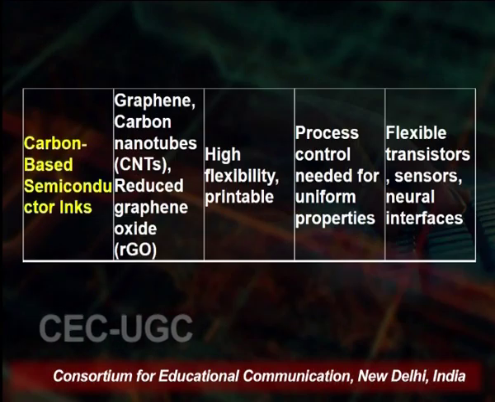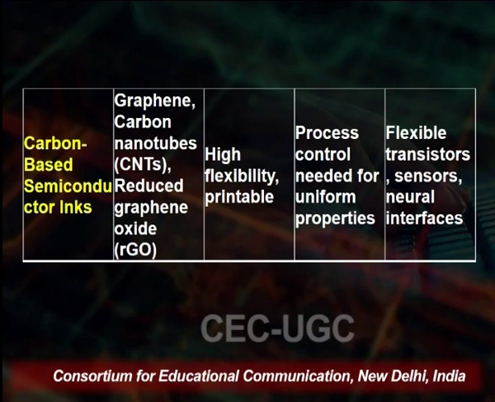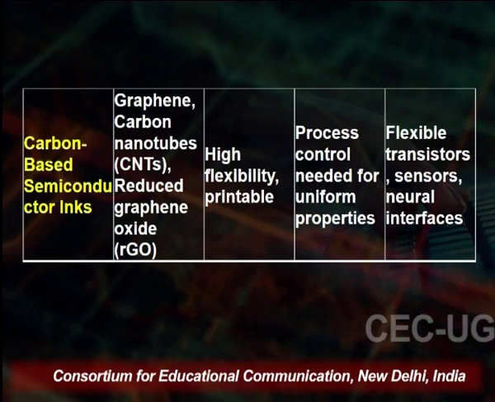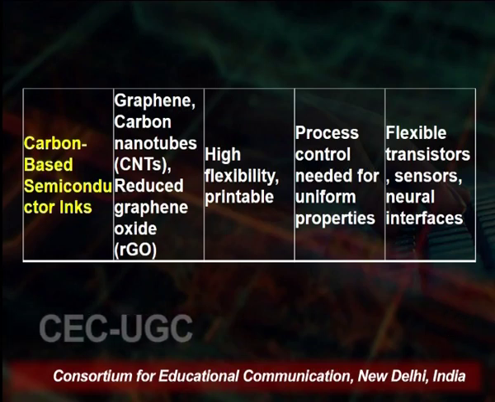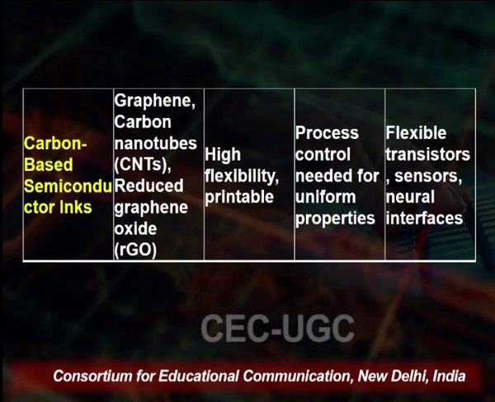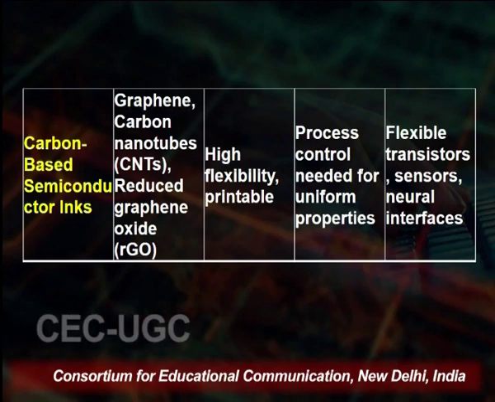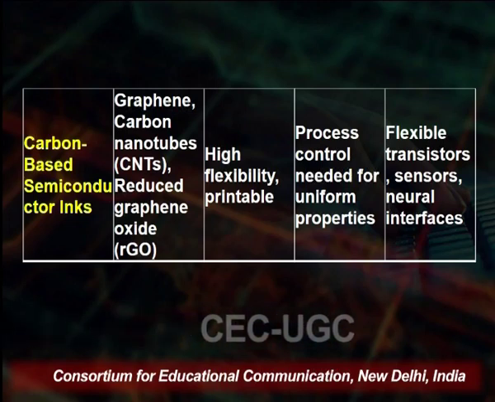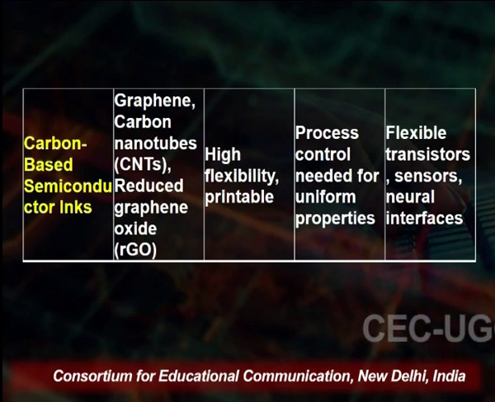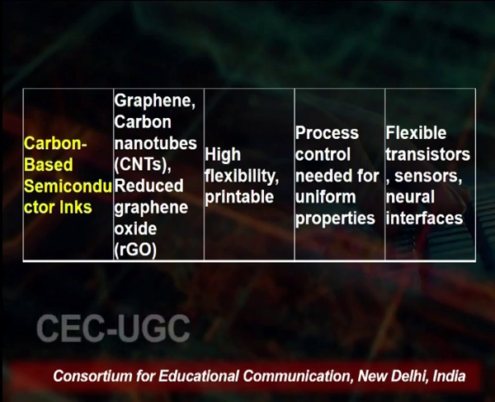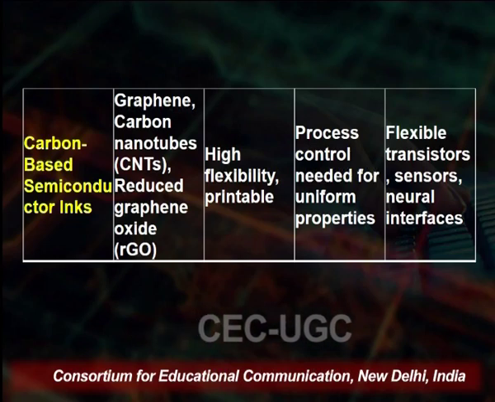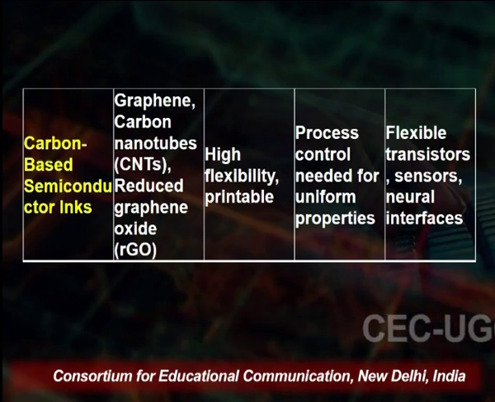Another type is the carbon based semiconductor ink, which uses various carbon materials such as graphene, carbon nanomaterials, CNT and reduced graphene oxide, and many more. It has high flexibility and is printable; the challenge is that process control is needed for uniform properties. Applications: we can prepare sensors, neural interfaces and flexible transistors using this carbon semiconductor ink.